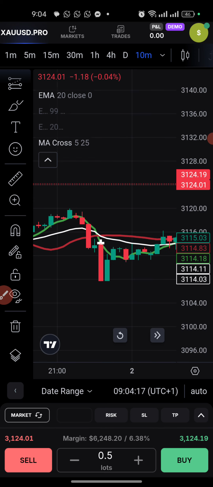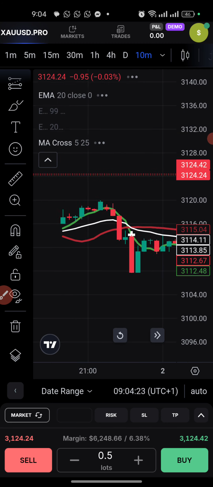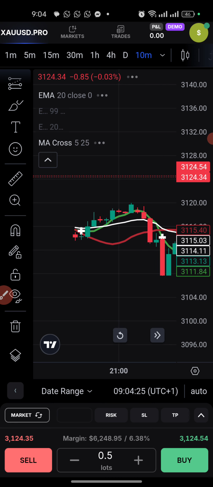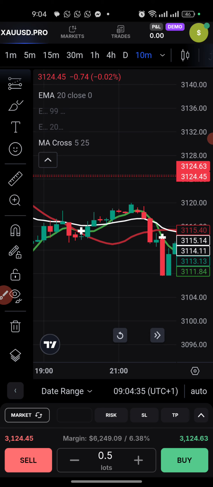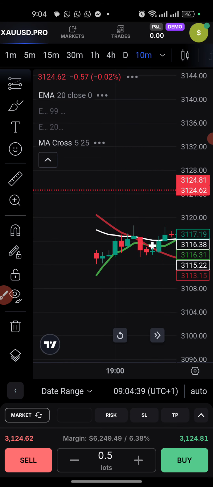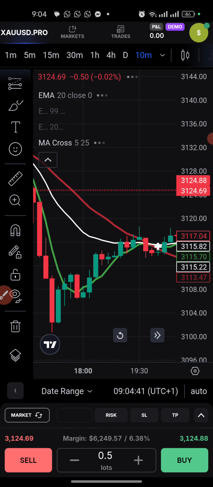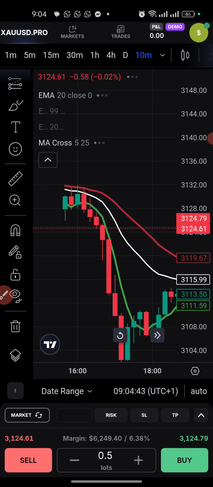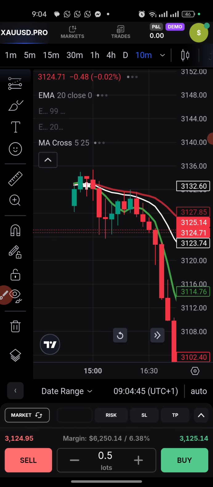It's not accurate every time, but the win rate is pretty good on the 10-minute and 15-minute time frame. Sometimes you may not get such a very big move, but the win rate is pretty good. So this is how you set up your star strategy.